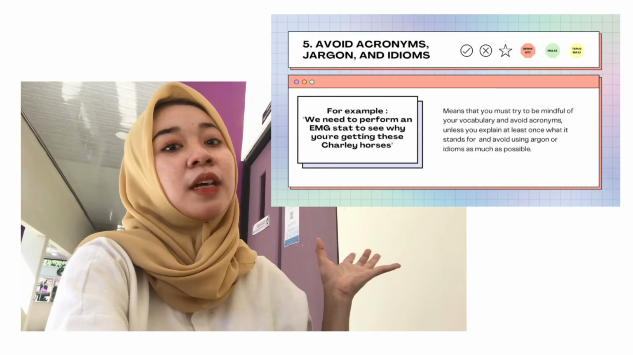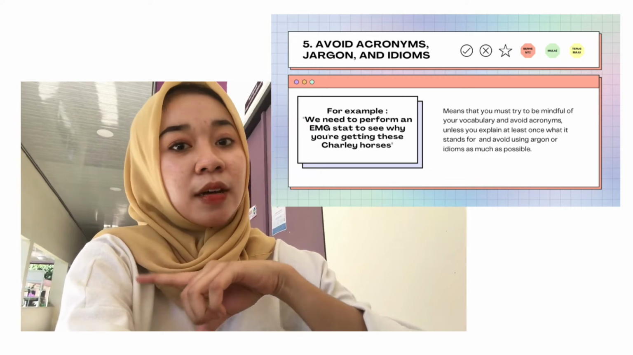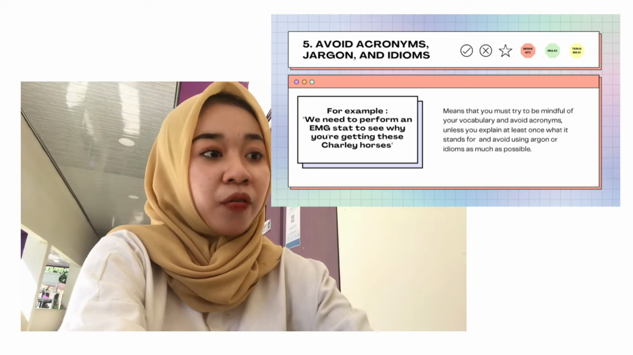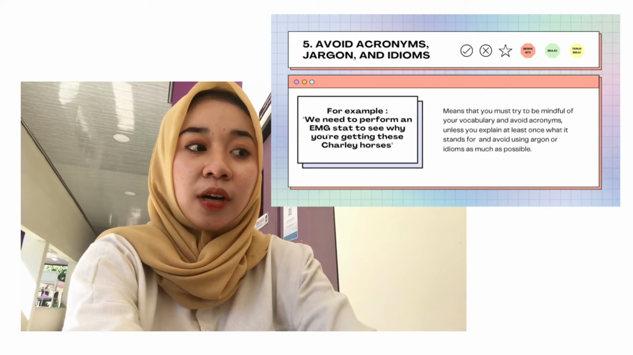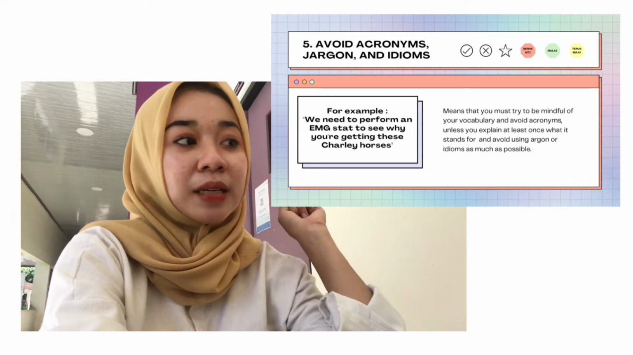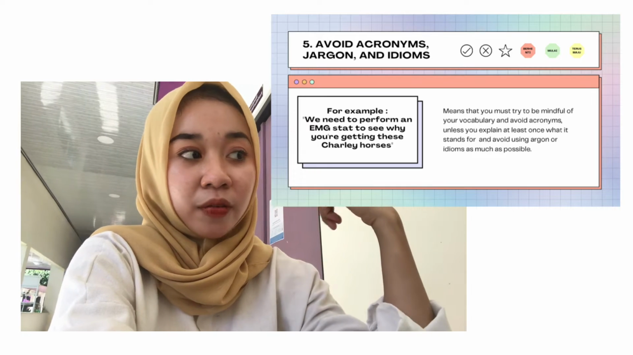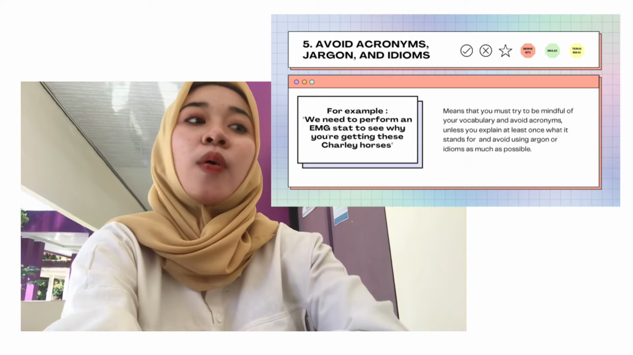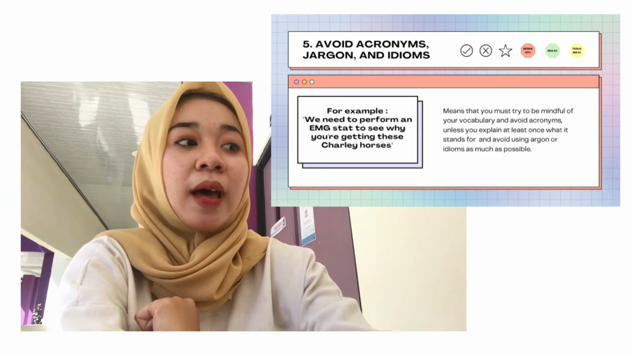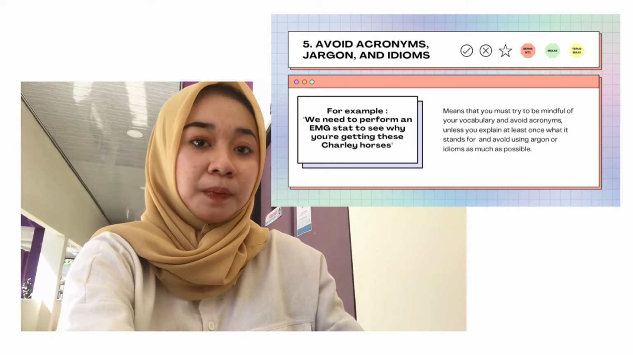And then number 5 tip is avoid acronyms, jargon, and idioms. For example, as I saw in the video, we need to perform an EMG stat to see why you're getting these Charlie horses. So this means that you must try to be mindful of your vocabulary and avoid acronyms unless you explain at least once what it stands for, and avoid using jargon or idioms as much as possible.